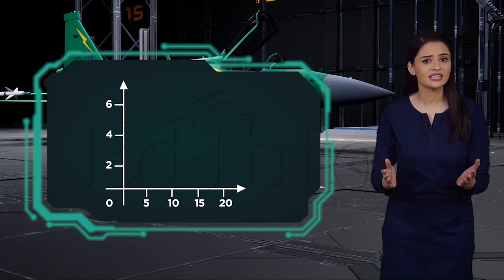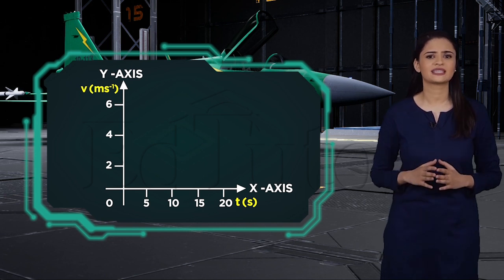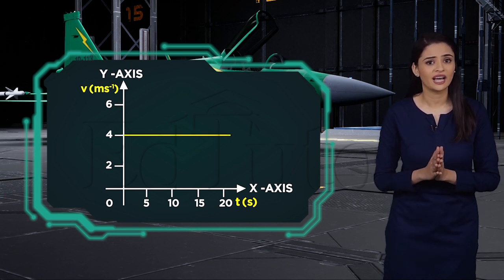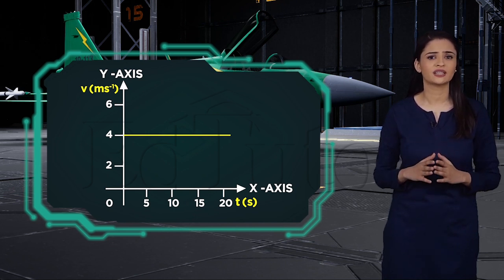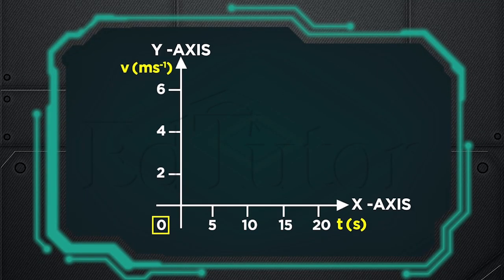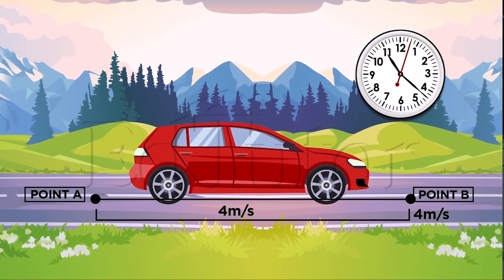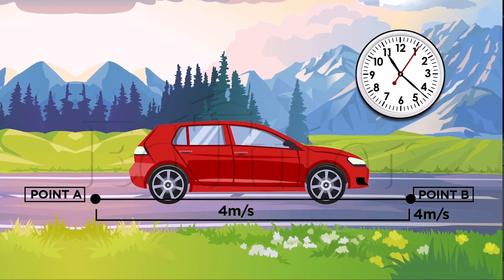In this graph, you can see that the time is plotted on the x-axis and velocity is plotted on the y-axis. You can also see a straight line starting from 4 meters per second, which is parallel to the x-axis. Students, at 0 seconds, the velocity is 4 meters per second. After 5 seconds, the velocity is the same, 4 meters per second. After 10 seconds, the velocity is still 4 meters per second, and so on. The velocity of the object is always 4 meters per second at different times.